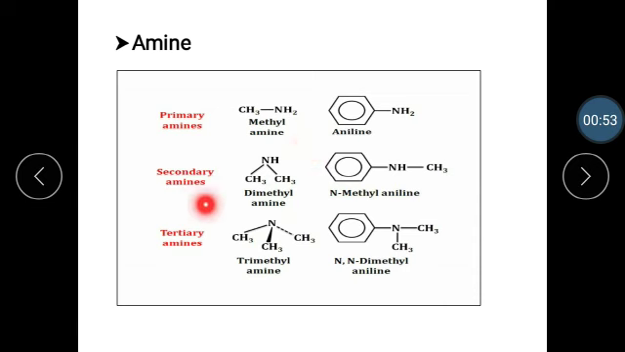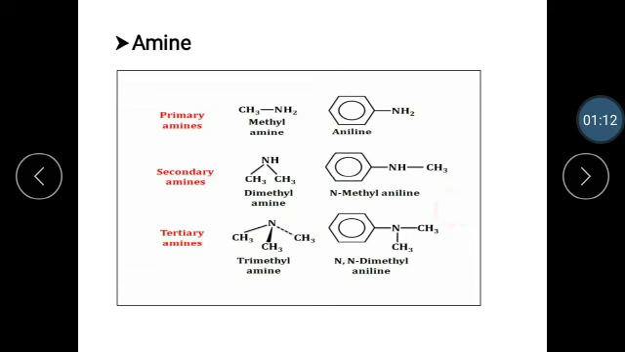Example for primary amine is methylamine and aniline. The next one is secondary amine. When two of the three hydrogen atoms are replaced by alkyl or aryl groups, secondary amine is formed. It is generally represented as R2NH. Example for secondary amines is dimethylamine and N-methylaniline.